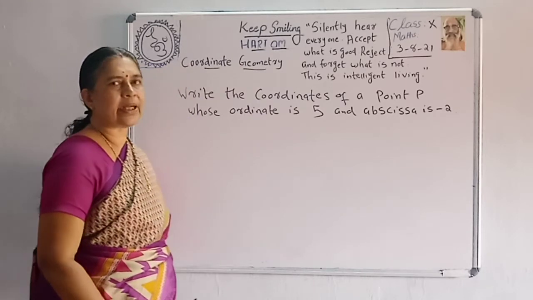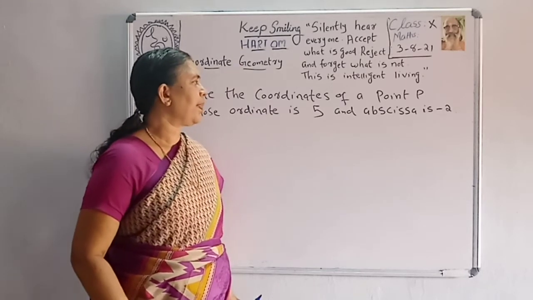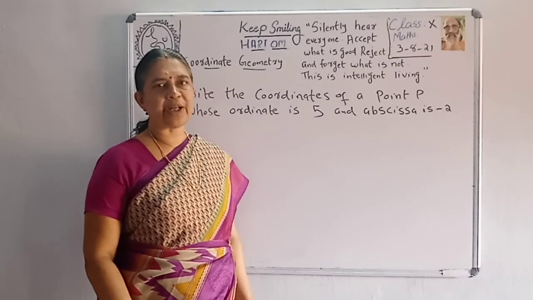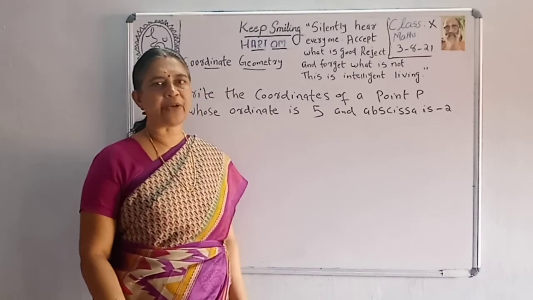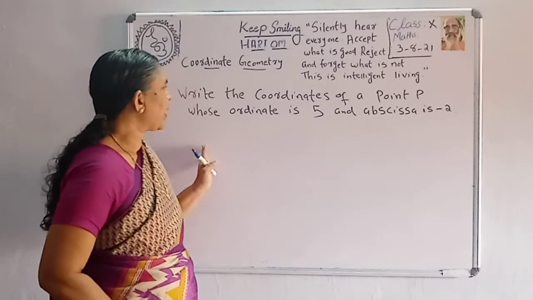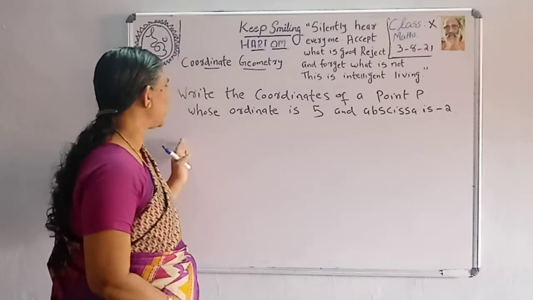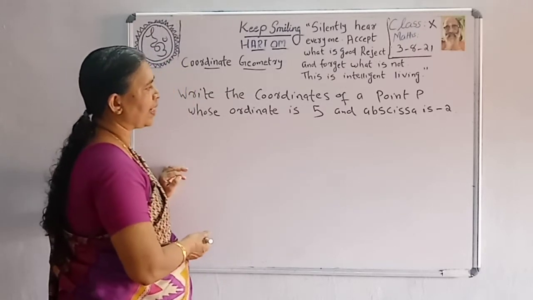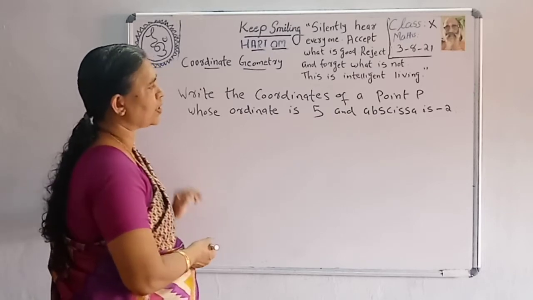Today we can study a new lesson, coordinate geometry. In 9th standard you studied coordinate geometry, the abscissa and ordinate of a point and how to write the coordinates of a point. For example, write the coordinates of a point P whose ordinate is 5 and abscissa is -2.